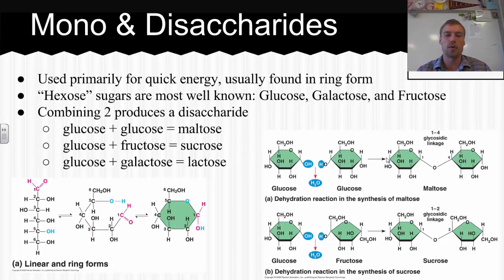A lot of the really well-known hexose sugars are glucose, galactose, and fructose, and we can combine those in different orders in order to form our different dimers, such as maltose, sucrose, and lactose. I'm sure most of you have heard of lactose. Sucrose is your simple table sugar, and maltose is found in a lot of plants. And so it's all about how these monomers are linked up to form these disaccharides, and again, that is formed using that dehydration synthesis reaction.